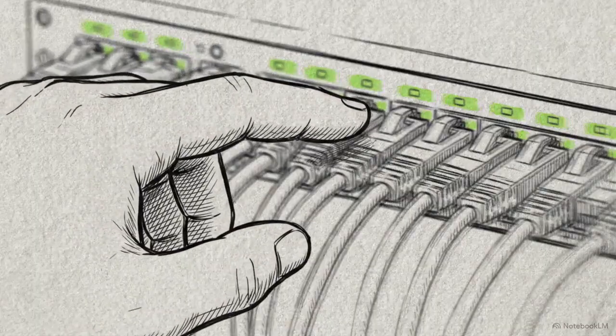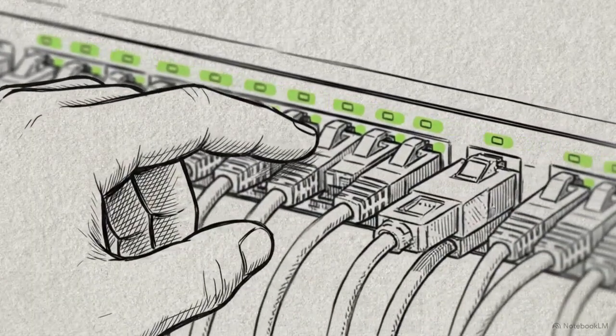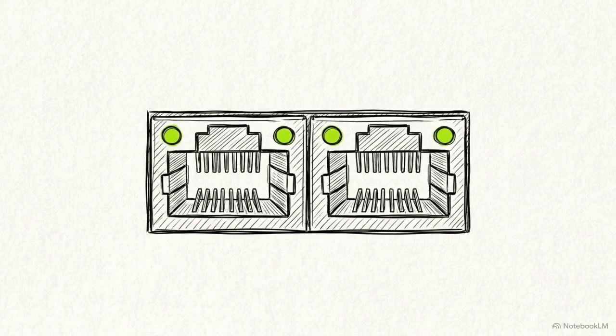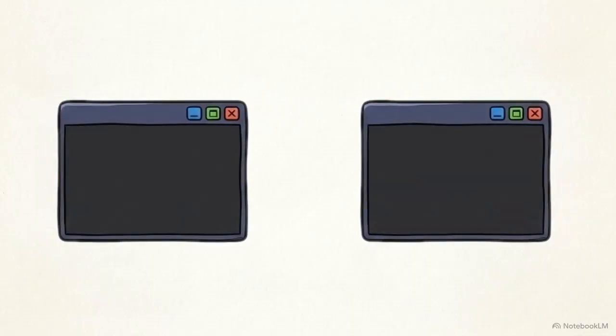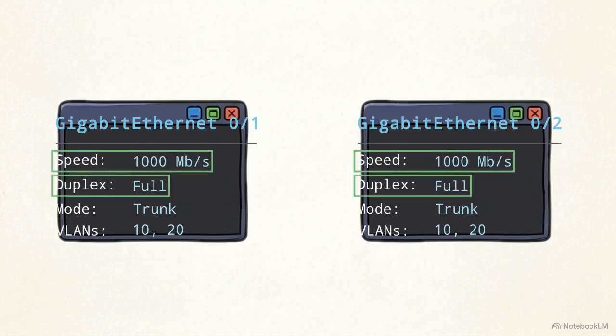Before typing a single command into the terminal, you must verify the physical state of your ports. EtherChannel requires absolute consistency. Every physical port added to the bundle must be perfectly identical. This comparison shows the configuration logic required to form a bundle. Notice how the speed, the duplex settings, and the switch port mode are perfectly matched. These parameters must be identical across every member link.